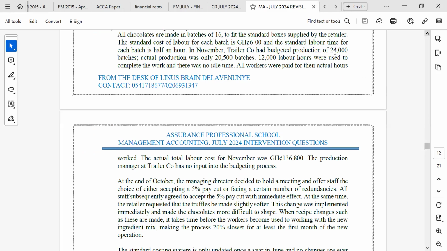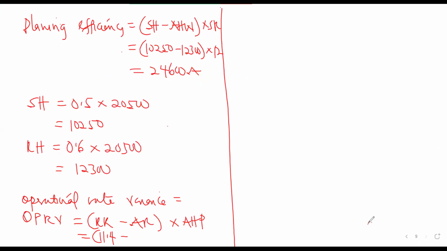They say the actual production was only 20,500 badges. 12,000 labor hours were used to complete the work, and there was no idle time. All workers were paid for the actual hours. The actual total labor cost for November was 136,000, and this was paid for 12,000 hours. So what would be the rate per hour there? I'm having 11.4. Would that be 11.4? Yes.